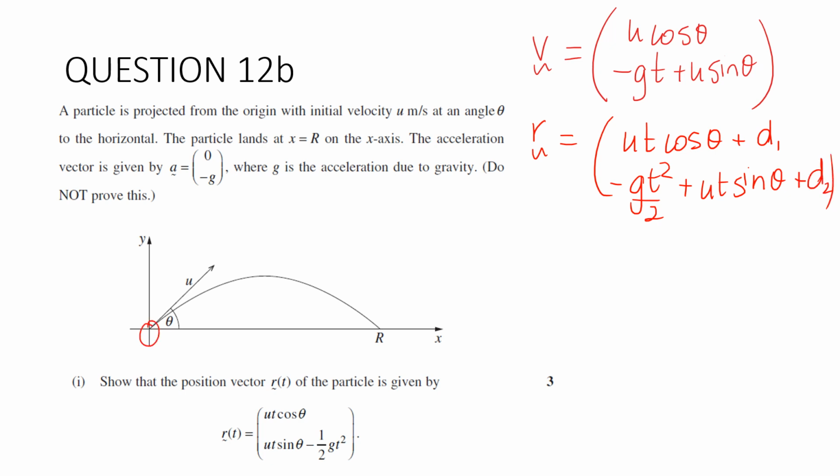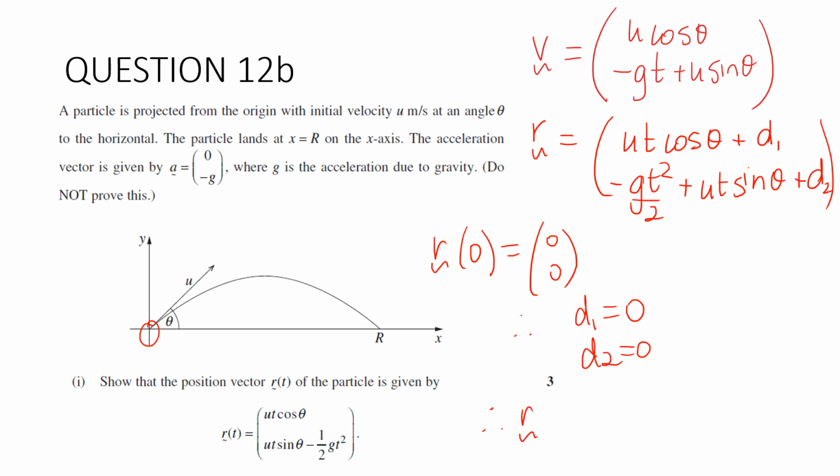Now initially it starts at the origin, so r of naught is equal to 0, 0. So substituting in, we're going to get d1 is equal to 0 and d2 is equal to 0. Therefore, r is equal to ut cos theta and then ut sine theta minus a half gt squared.